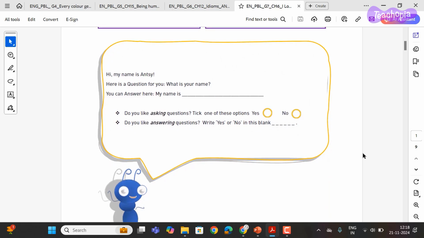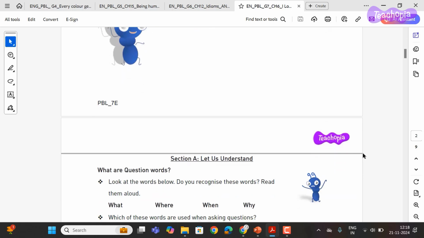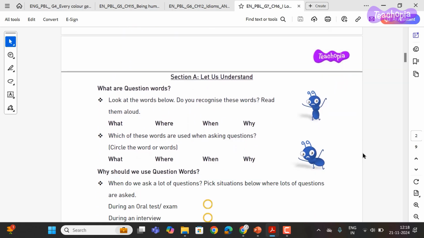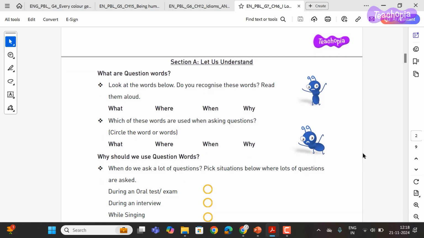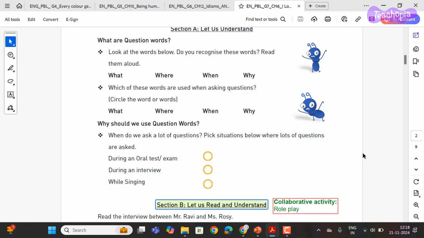The PBL starts by checking with the learner if they are familiar with WH questions, and asking the question, do you like asking questions? Do you like answering questions? As it moves forward, it tests them on their knowledge of WH questions that are what, where, when, and why. They are expected to circle the words according to the instructions given.